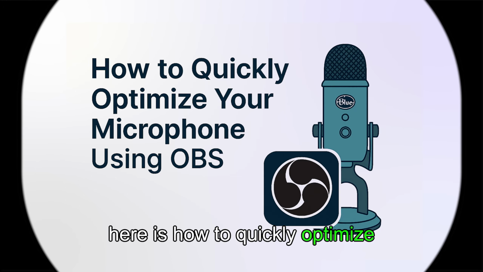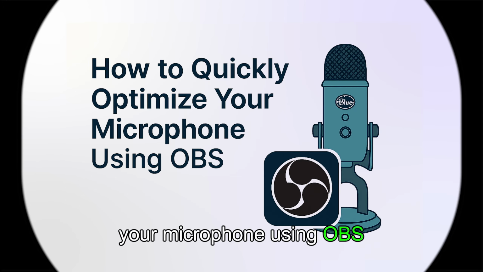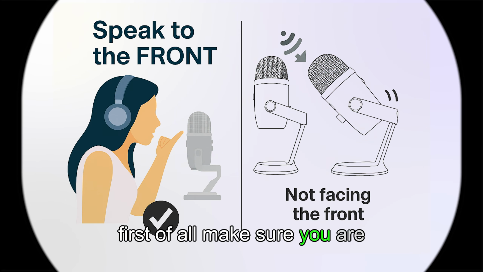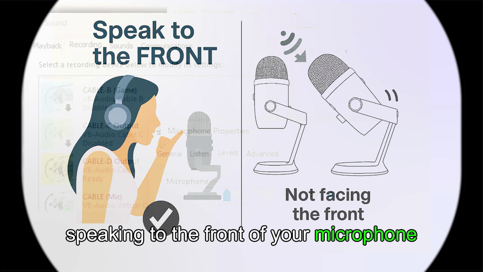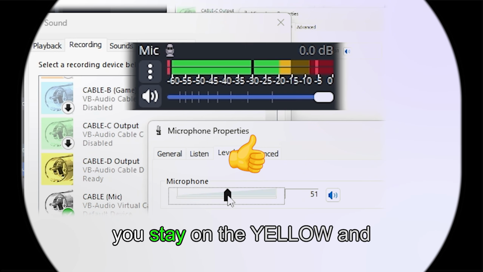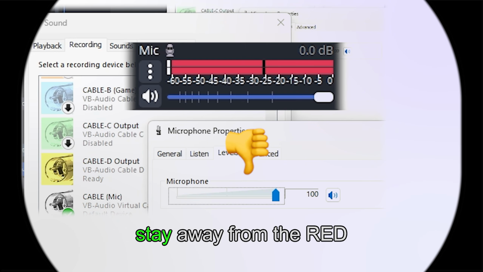Here is how to quickly optimize your microphone using OBS. First of all, make sure you are speaking to the front of your microphone. Set your microphone gain so you stay on the yellow and stay away from the red.